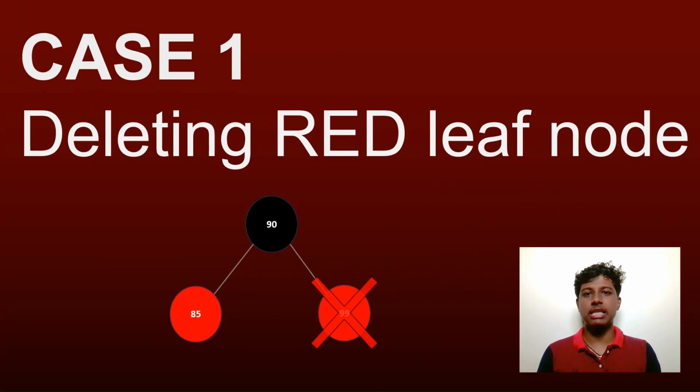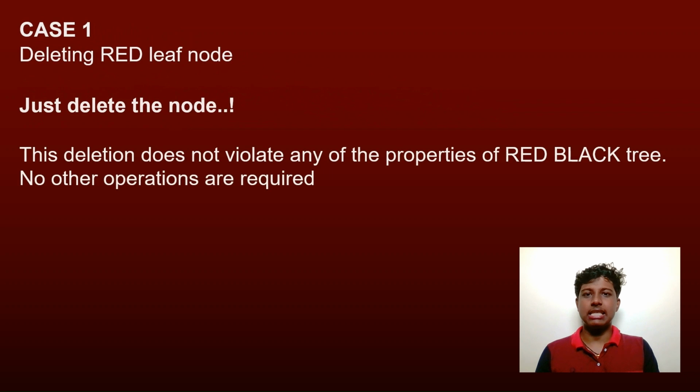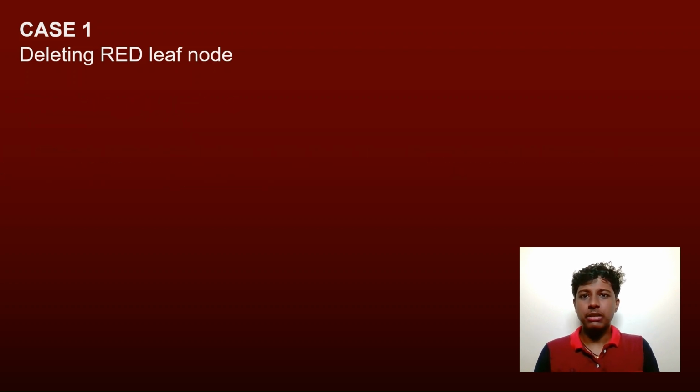Let us look at the first case, that is deletion of a red leaf. This is the easiest case. We just need to delete the node. No further operations are required on the red-black tree to maintain its balance. This is because a red node deletion, and that too a leaf node deletion, does not violate the black property. So let us look at an example.